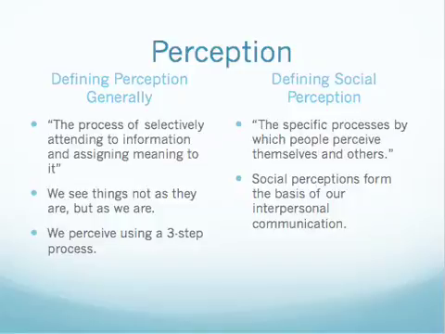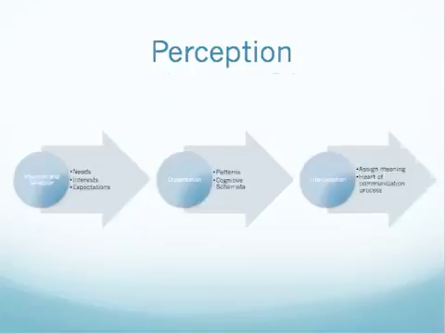Social perception is the specific process by which people perceive themselves and others, and understanding that that process is interdependent. How we see ourselves and how we see other people affect one another. Social perceptions are going to form the basis of our interpersonal communication. So this is why this chapter comes at the beginning of a semester and not toward the end.